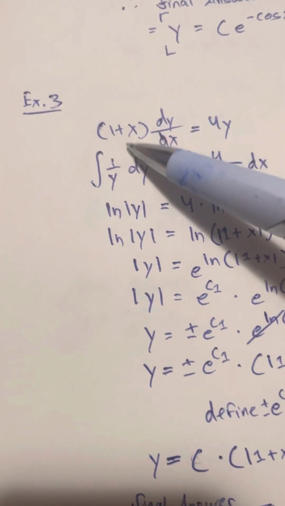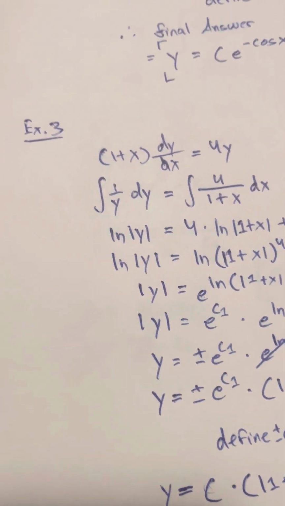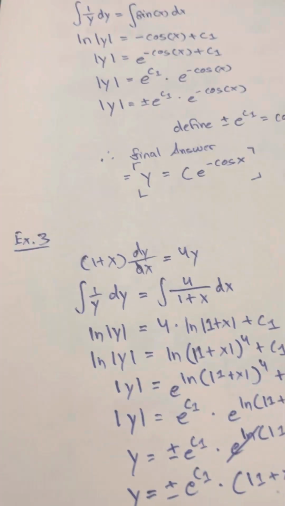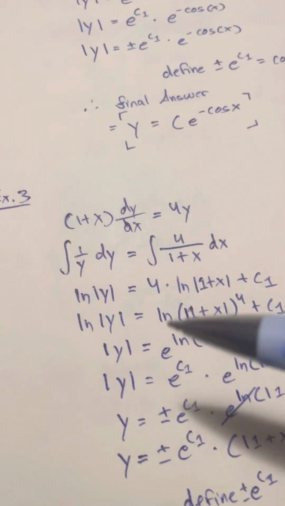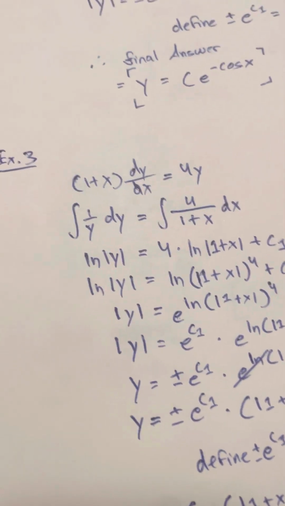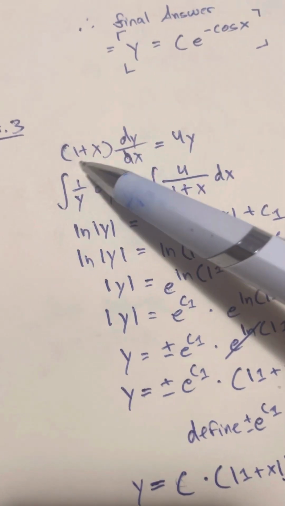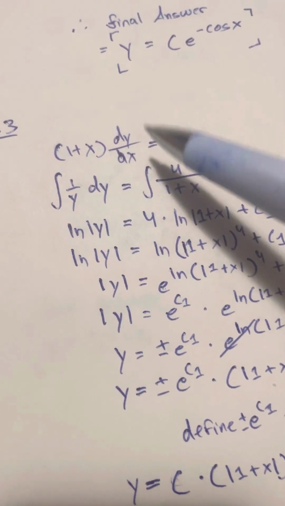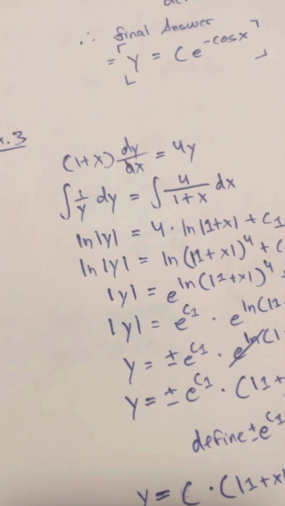Okay, the second example that we're going to be doing is a little more difficult than the last one. The last video was just y equals sine of x, or y times sine of x. This time we're doing 1 plus x times dy over dx is equal to 4 times y. And the concept is the same.